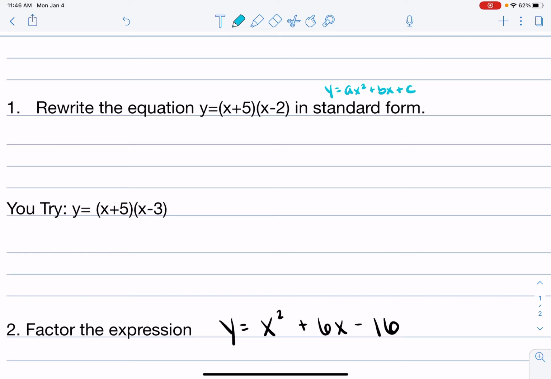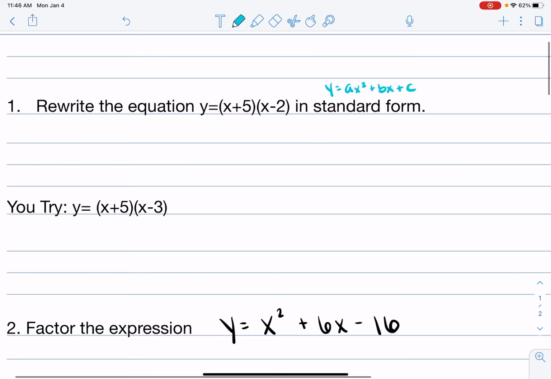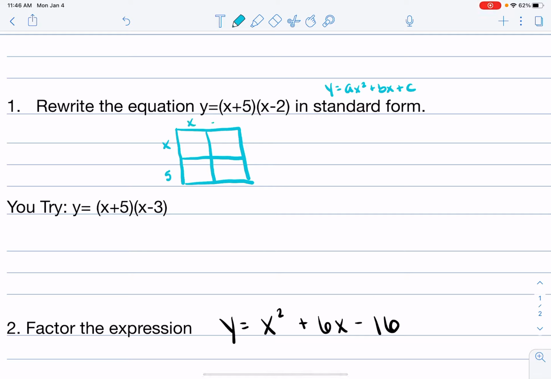So some of you may use a box method where you create your box to do the multiplication. And some of you might FOIL, which is like a distributing method. So you can put the x in the 5 and x in minus 2. If you're doing the box method, you take x times x, which is x squared, x times minus 2, which is minus 2x, 5 times x, which is 5x, and 5 times negative 2, which is a negative 10.